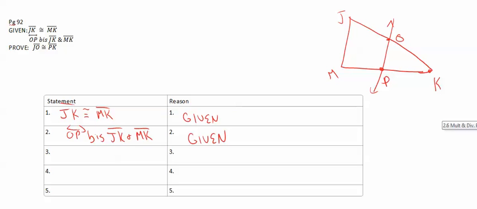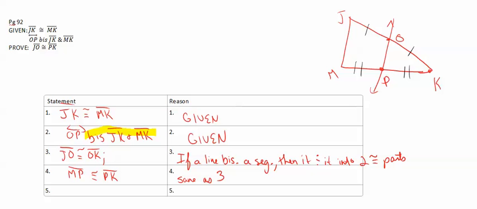From there, we'll take a look at the given, and specifically the one that bisects JK and MK. Since we know that it bisects, we know that it divides it into two different parts. So since it bisects JK, we know that JO and OK will be congruent, but also MP and PK will be congruent. And that is because of the definition of bisecting. If a line bisects a segment, then it creates two congruent segments.